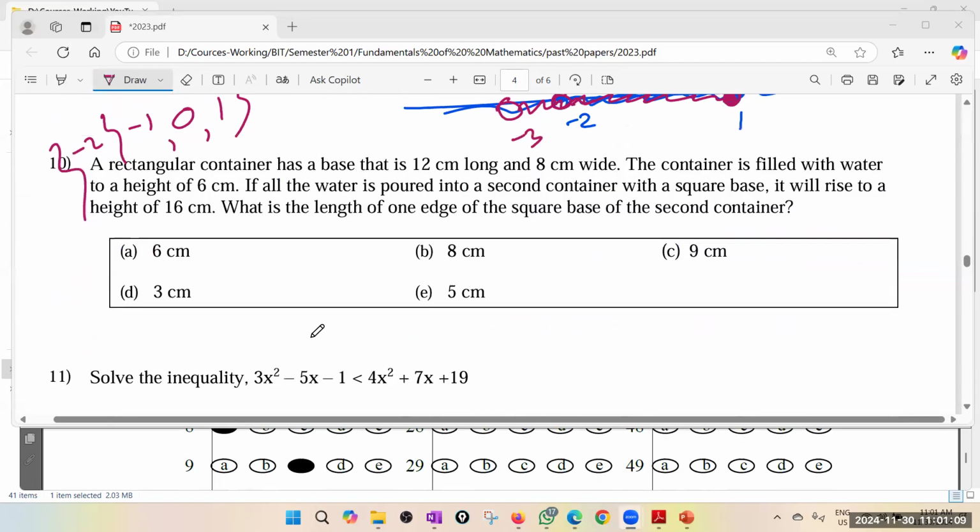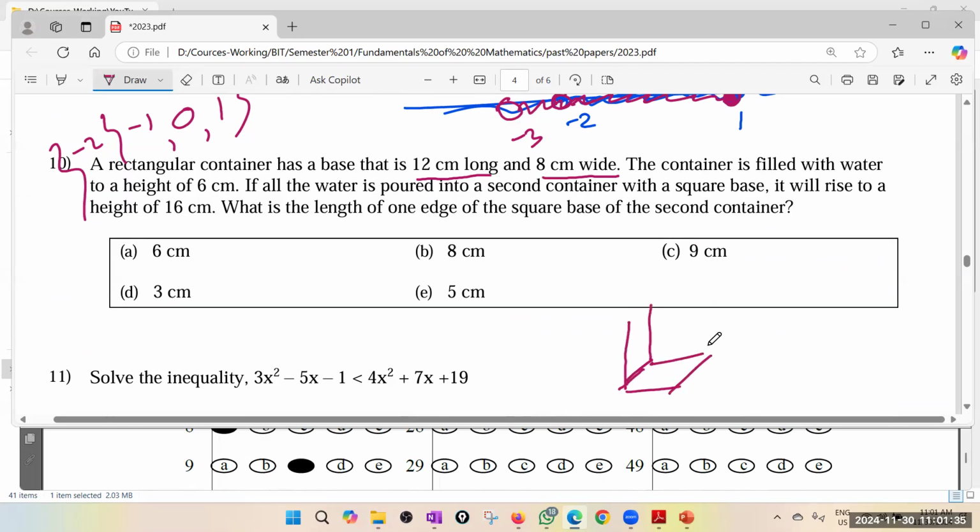A rectangular container has a base that is 12 centimeter long and 8 centimeter wide. Rectangular container. The container is filled with water. Maybe something like this. Rectangular. So filled with water, maybe up to this level.